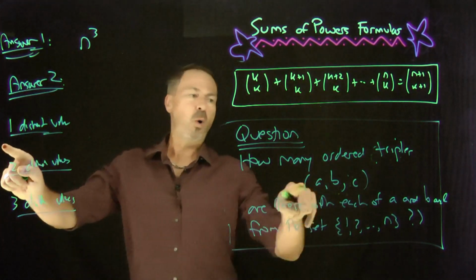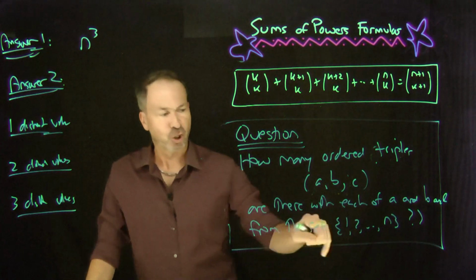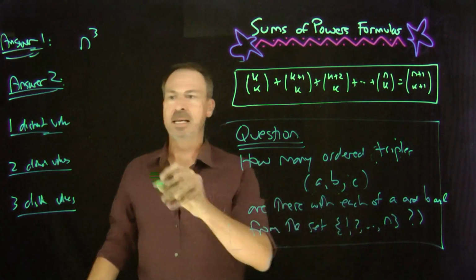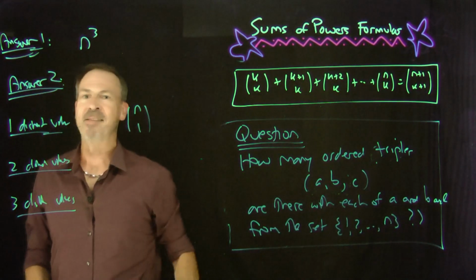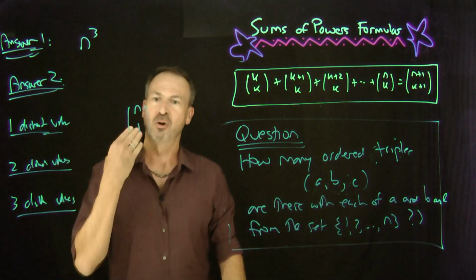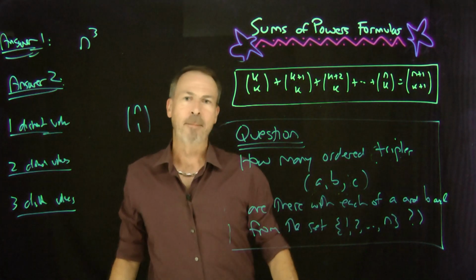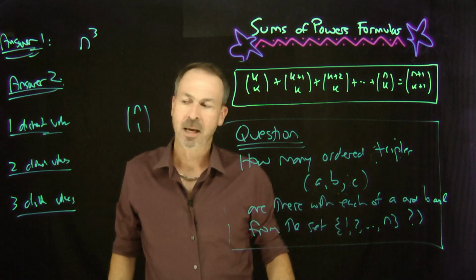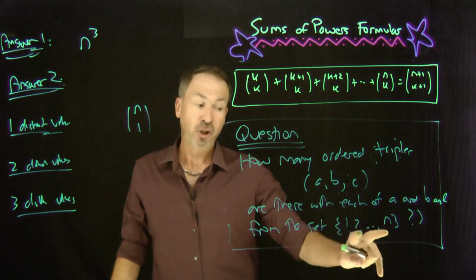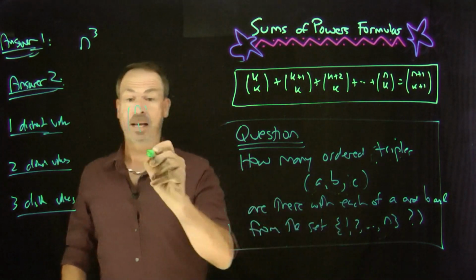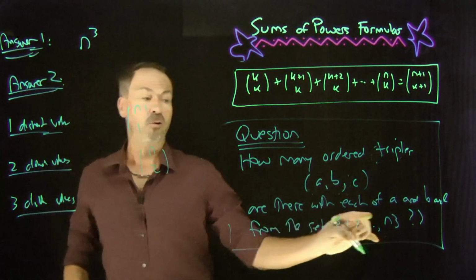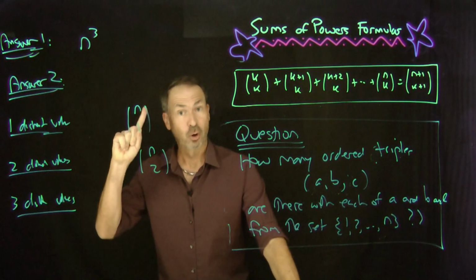If there's only one distinct value amongst that triple, I've got to choose one distinct value from N and then just use it three times in a row. I choose 8, 8, 8. Bingo. There's the N choose 1 triples using one distinct value. To use two distinct values, I need to choose two distinct values to play with, like maybe 4 and 7. Oh, but then there's more choices.